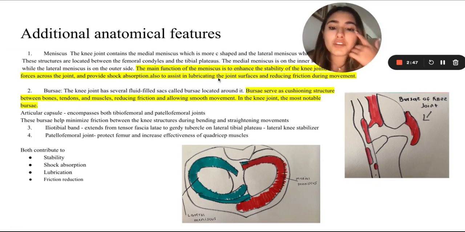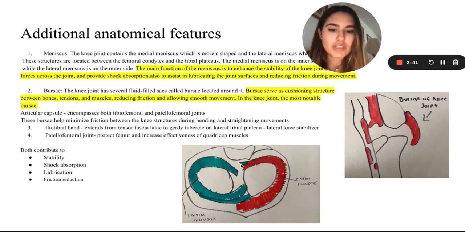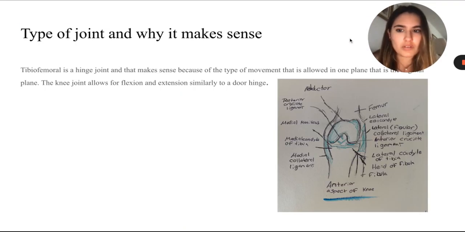Additional anatomical features are the lateral meniscus and the medial meniscus. The lateral meniscus has a C shape, while the medial meniscus has more of a rounded shape, and their main function is to enhance the stability of the knee joint and distribute forces across the joints. The bursae, which serve as cushioning structures between bones, tendons, and muscles, reduce friction and allow smooth movement in the knee joint. As you can see here, that's a picture of that.